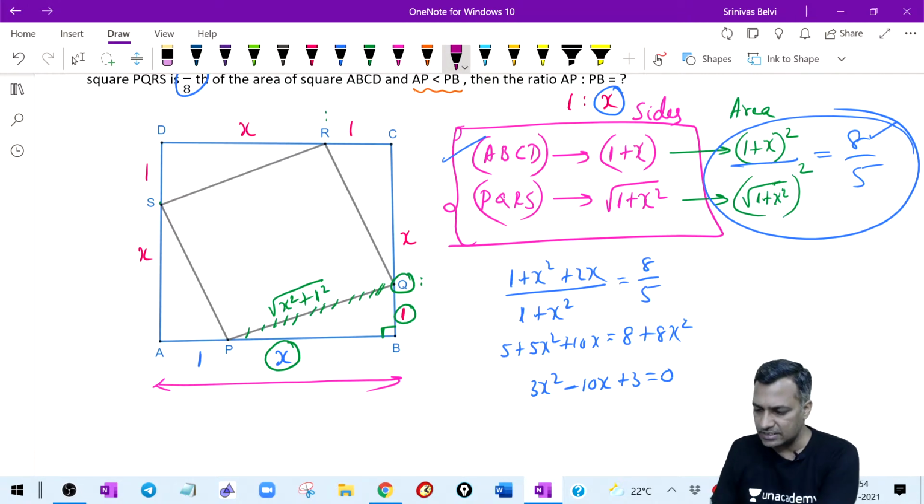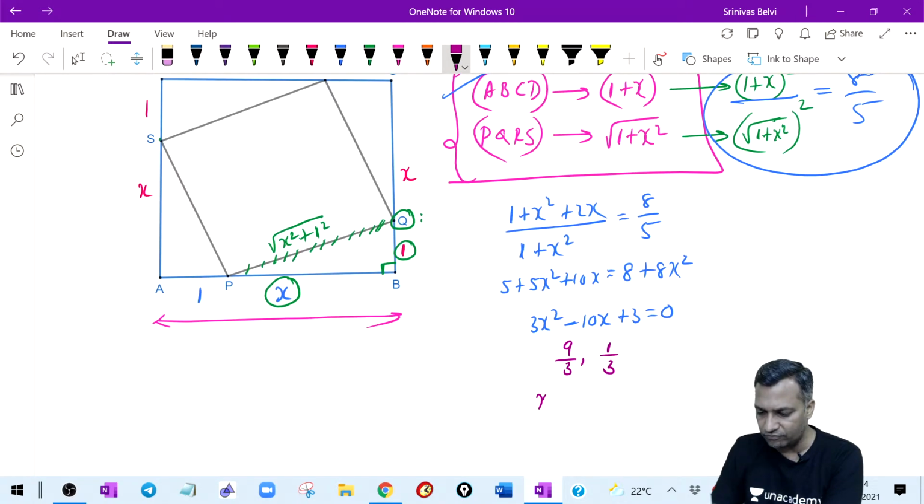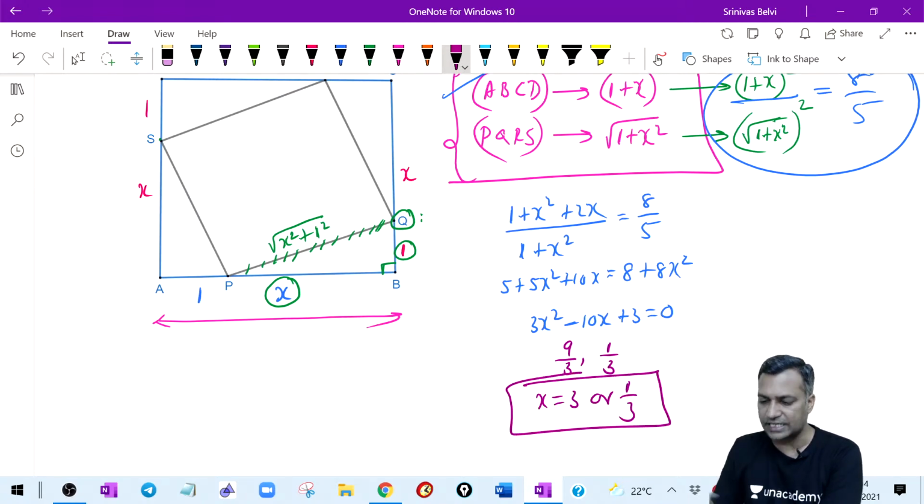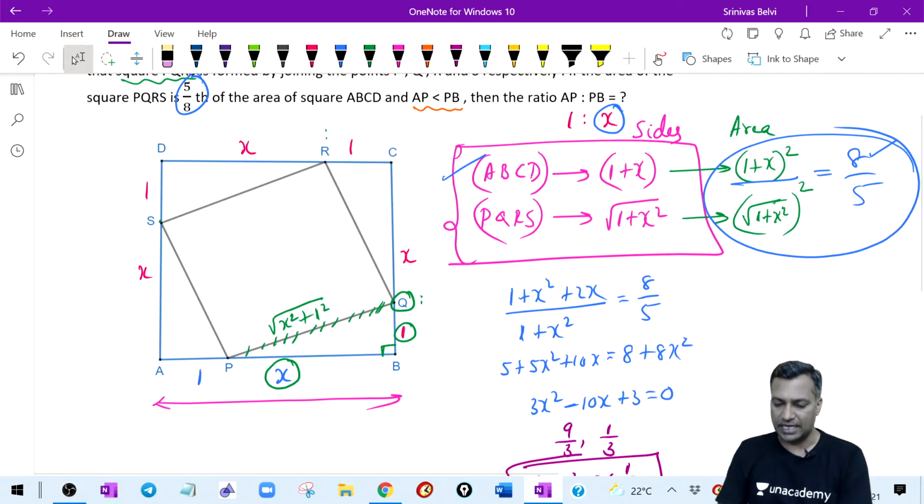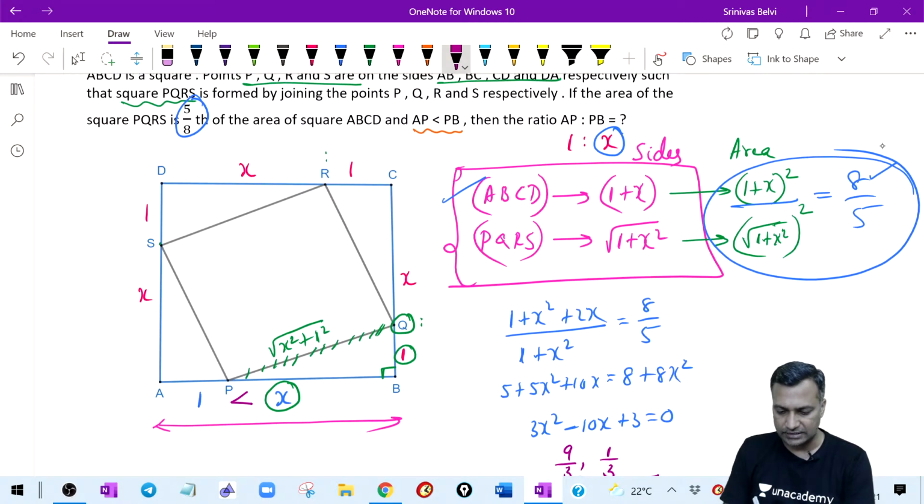From here you realize that the roots are going to be 9 by 3 or 1 by 3, which implies that the value of x can be either 3 or 1 by 3. Good, I am getting two values. But I know that x has to be greater than 1. I will take the value of x equal to 3.